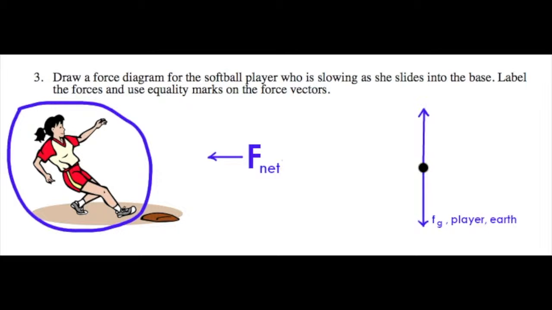And now we have to address this net force, because this net force is pointing in the left direction. It's not pointing up or down. So we know that the upward forces and the downward forces have to be equal, but there is an unequal force towards the leftward direction.